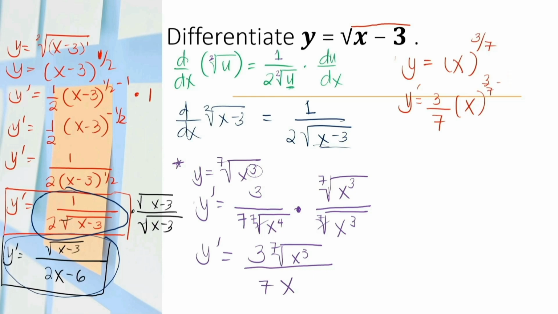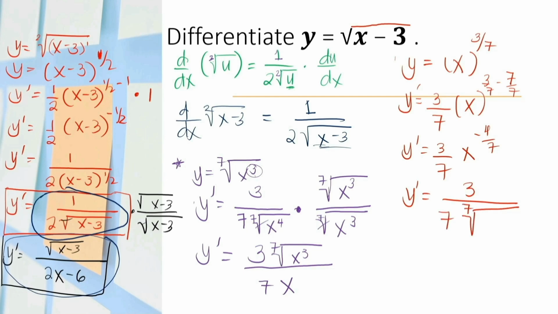So, let's make this 7 over 7. So, y prime is equal to 3 over 7 times x raised to negative 4 over 7. And then, y prime is 3 over 7, and then the 7th root... let's just move it down first, so x to the 4 over 7. And then finally, we got the same answer, no?